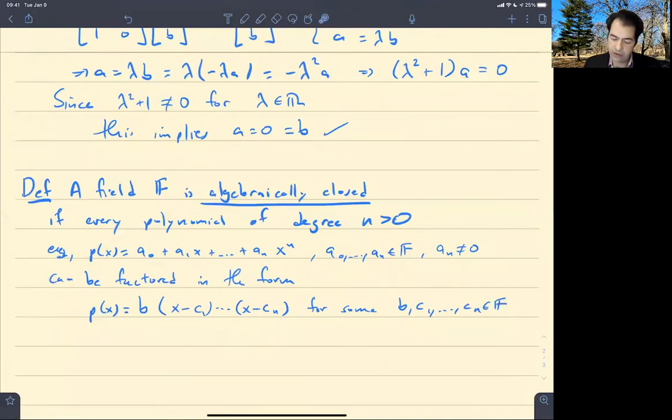Okay, so here the ci's, these are the roots of the polynomial. Obviously from the factorization, if you plug in x equal to cj for any j, this is equal to 0.